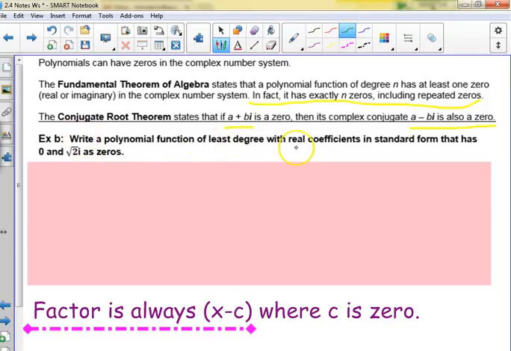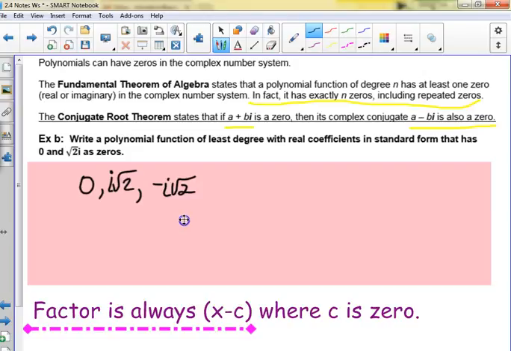Write a polynomial function of least degree with real coefficients in standard form that has 0 and square root of 2 i as zeros. All right, so we have a zero at 0. And then it says the square root of 2 times i, and the i is not under the radical. I'm going to write it out front because otherwise mine will look like it's under the radical. Is that all the zeros right there? What did we just learn? If i square root of 2 is a zero, then negative i square root of 2 has to be a zero, the conjugate.